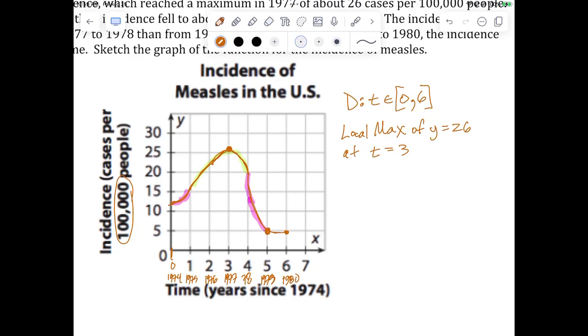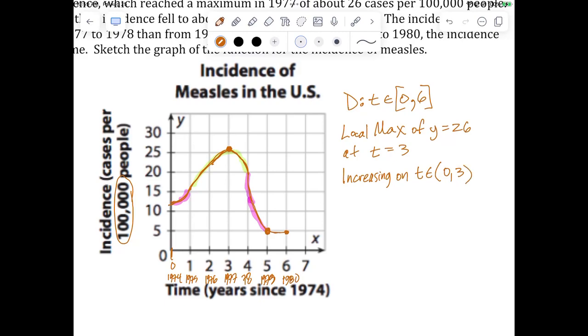All right, what else can we do? What else can we talk about? Increasing, right? We could say this. We could say this function is increasing on the interval from t epsilon, we'll say 0 to 3.